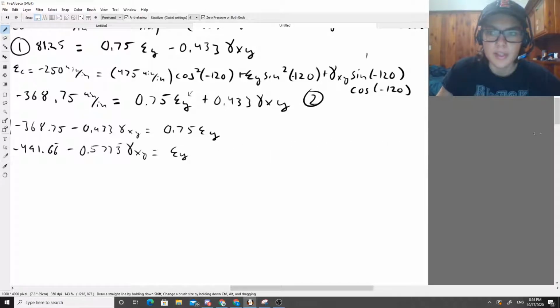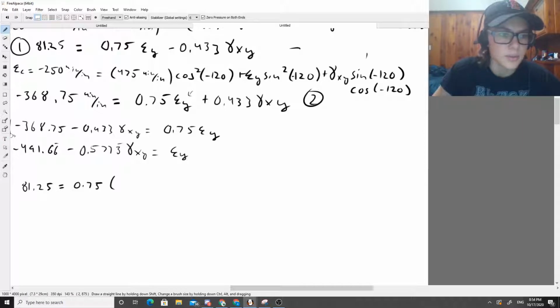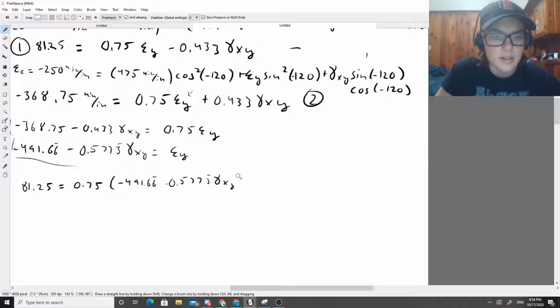So we'll plug that in to our first equation up here. We'll say 81.25 is equal to 0.75. And we'll just plug in this whole term for strain at y, and we'll say negative 491.66 minus 0.5773 gamma xy, and then minus 0.433 gamma xy. Remember, this is just our first equation up here with this plugged in.